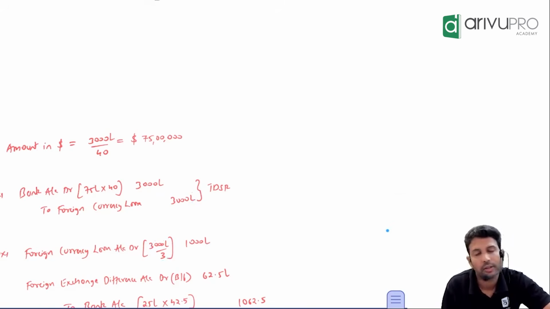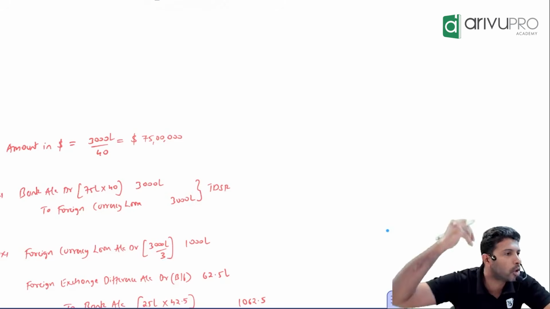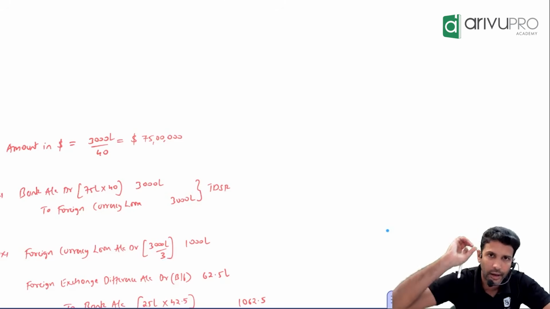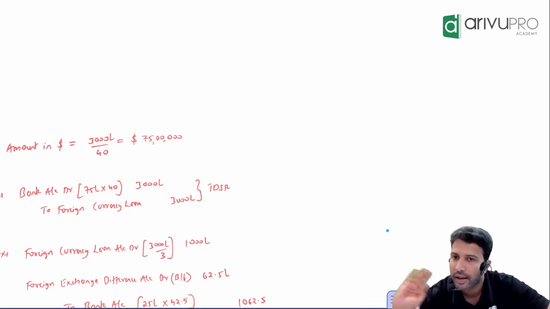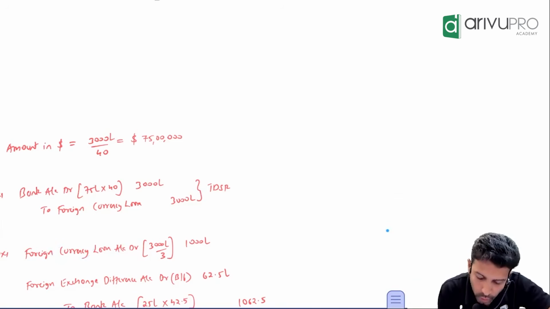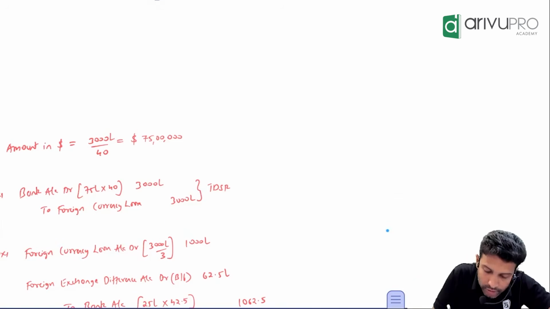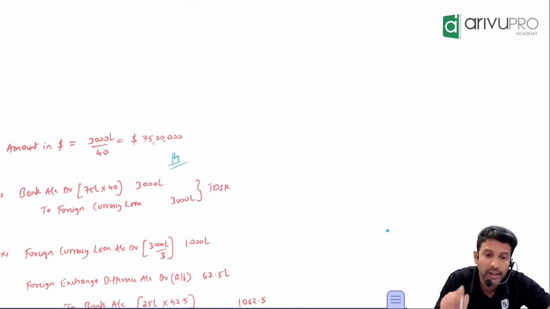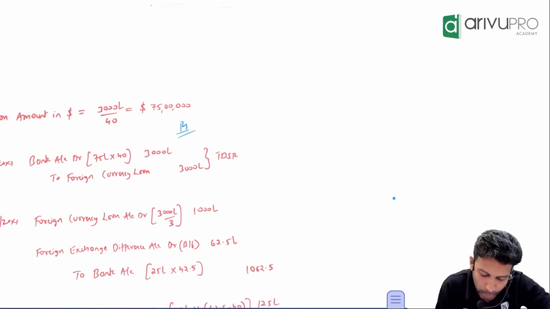So the entry is foreign currency loan account debit to bank. Whenever you're passing entries, leave one line on the debit side and one line on the credit side to capture the exchange gain or loss. Foreign currency loan account debit, 1,000 lakhs. These values are not in dollars, they are in rupees. To bank account.